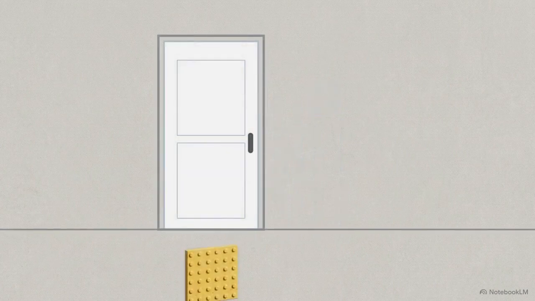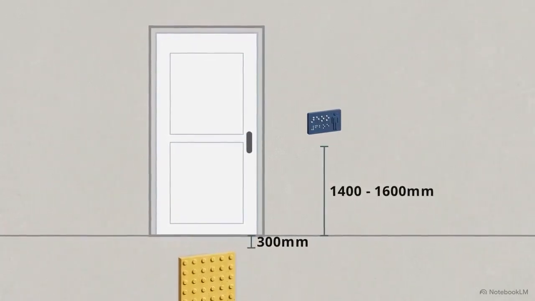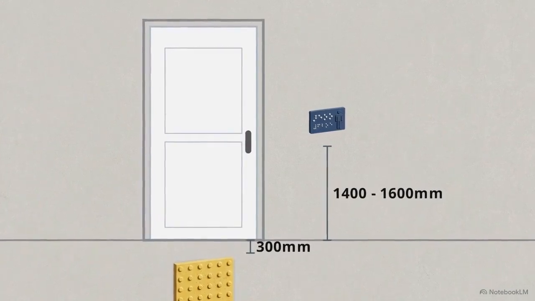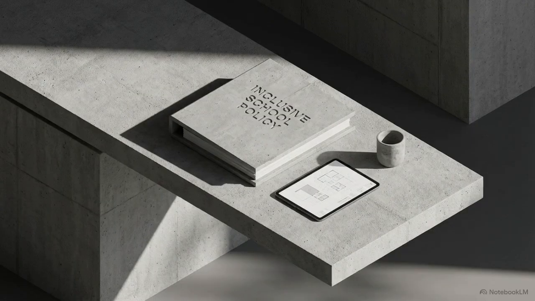Finally, tactile redundancy mandates warning pavers exactly 300 millimeters before hazards and braille signage located on the latch side of doors at a height of 1,400 to 1,600 millimeters. Stacking these multisensory layers removes environmental friction, granting students the ability to navigate the campus without adult intervention. The physical dimensions and sensory cues are the hardware of the school. We must now install the operational software, policy, and behavior.